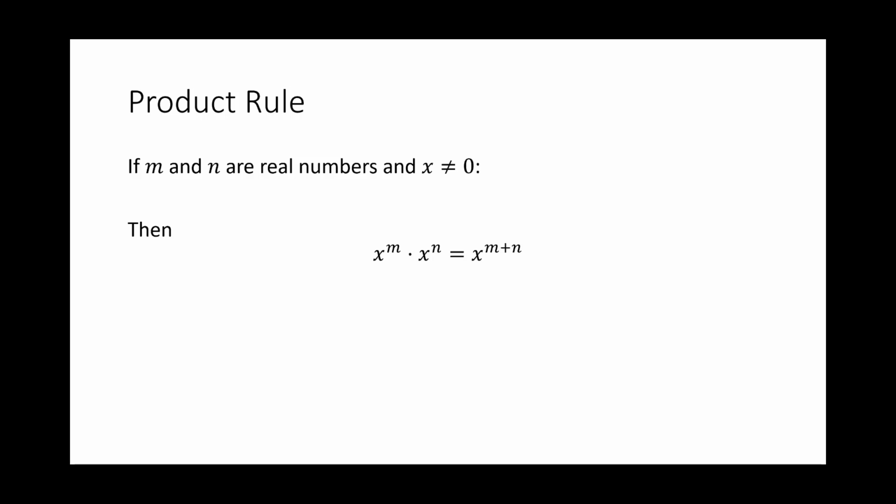Which brings us to the product rule. If m and n are real numbers and x is not equal to 0, then x to the m power times x to the nth power is equal to x to the m plus n power, the exponents added together. Basically, if I have things with the same base multiplied together, then I add the exponents. Things with the same base, I add the exponents.